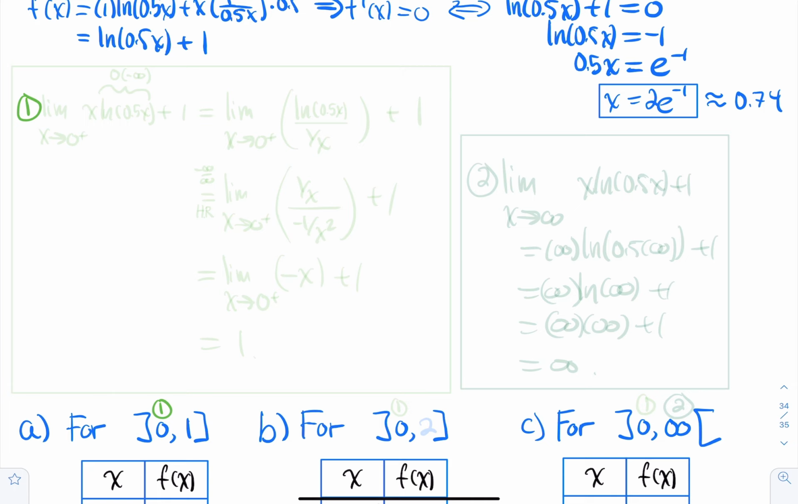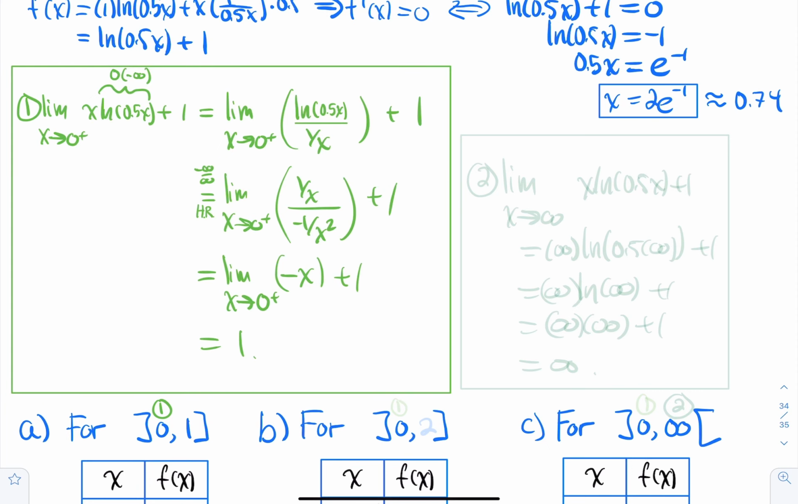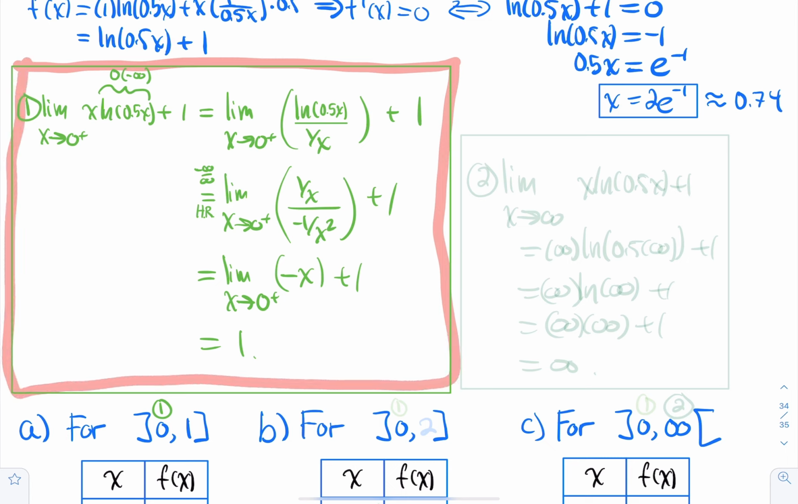This one can be done by using L'Hôpital's rule here. So as an exercise, I'm not going to do it, but you can do it. So if you do compute the limit as x approaches 0 of x ln of 0.5x, you can double check that this is going to give you 0. Okay, so the limit is 1 because the x ln of 0.5x part, which is where the problem lives, goes to 0.